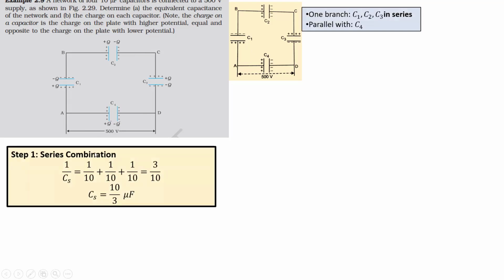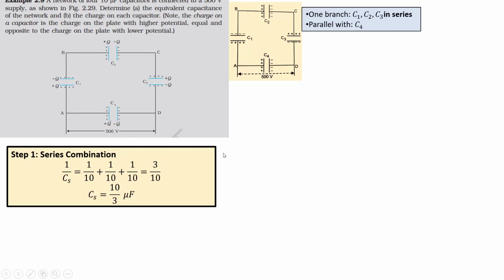Series combination. When three capacitors are in series, 1 by C is equal to 1 by C1 plus 1 by C2 plus 1 by C3, but all are having the same values, that is 10 picofarad. So 1 by 10, 1 by 10, 1 by 10, 3 by 10. But C is equal to, you have to do the reciprocal, 10 by 3 microfarad. Now, all three equivalent is a single capacitor 10 by 3. It is connected in parallel across C4.